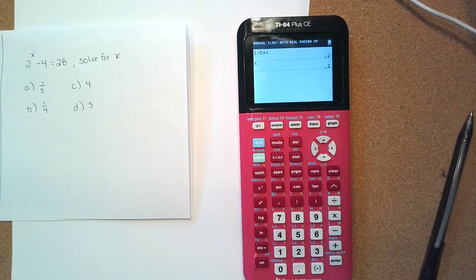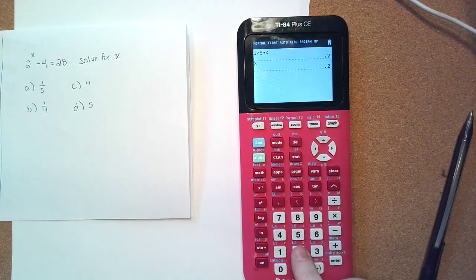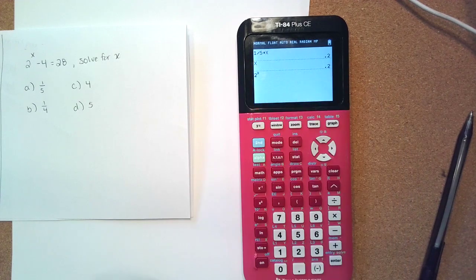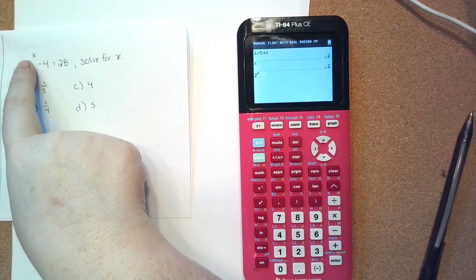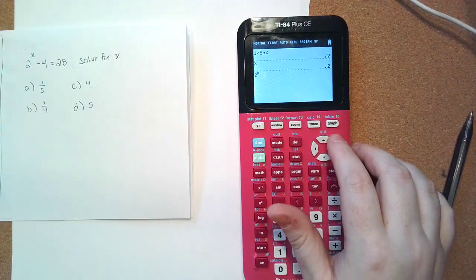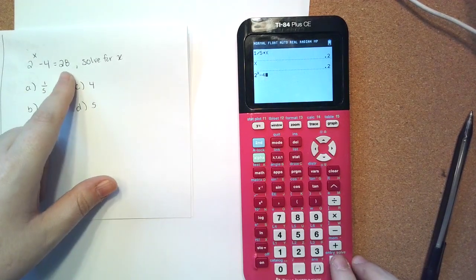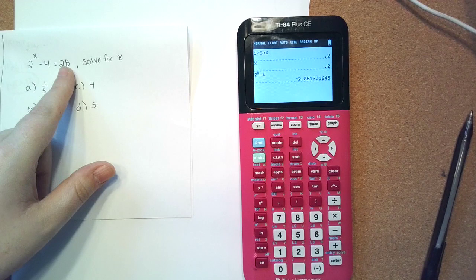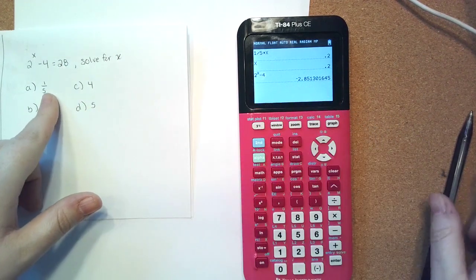I press enter. Now every time I press the variable x on the home screen, it gives me the same value of 0.2. So the reason I do this is now I can type in 2 raised to the x power, not 1/5. I don't have to worry about fractions in my exponent. I can make it look exactly like this. And then I press the right arrow key, I put minus 4. Now I want it to equal 28, so if my answer is 28, I have my correct answer. So I press enter. That is not 28. So that means that 1/5 does not work.